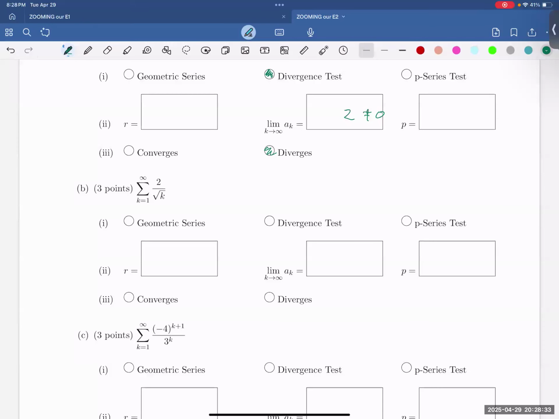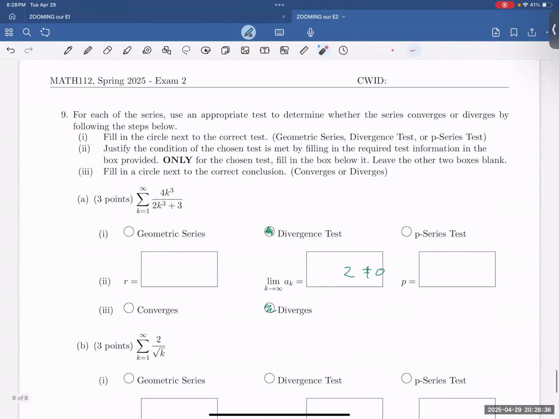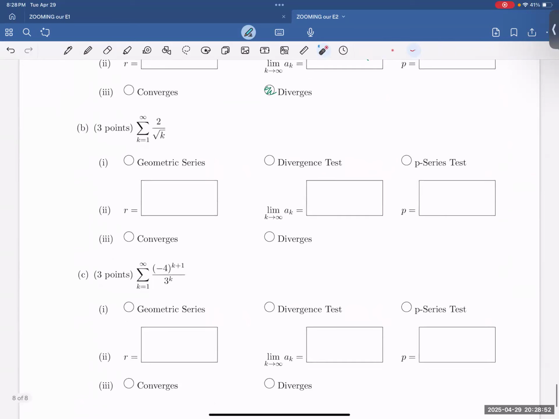The terms don't get small, they approach 2. Again, you're eventually adding something plus something plus something plus something that's like 2 and 2 and 2 and 2, and that goes to infinity. It diverges. 2/√k, that's a p-series. That's going to be the series from 1 to infinity of 2 over k to the half. So p-series, p is a half. p equals a half, that's less than 1. Series diverges.